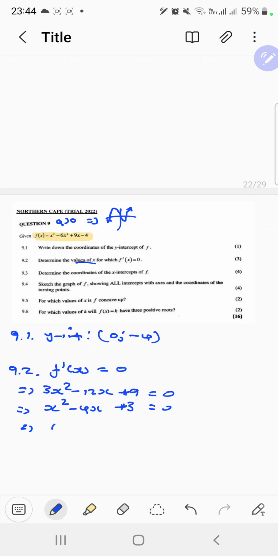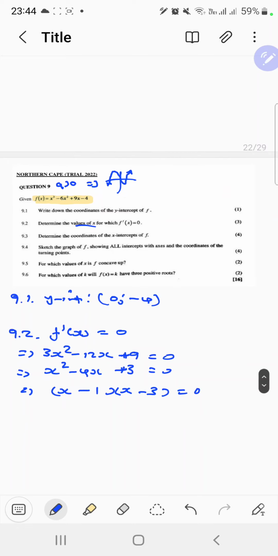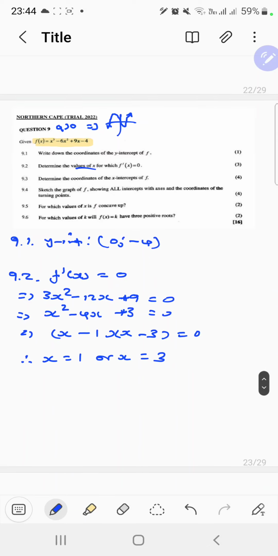And then we can factorize this thing. This is x minus 3, x minus 1. Right. So therefore x is equal to 1 or x is equal to 3. So it says determine the values of x for which the first derivative is 0, and that is it. Okay, so this is pretty straightforward, guys. No business to be discussed in there.